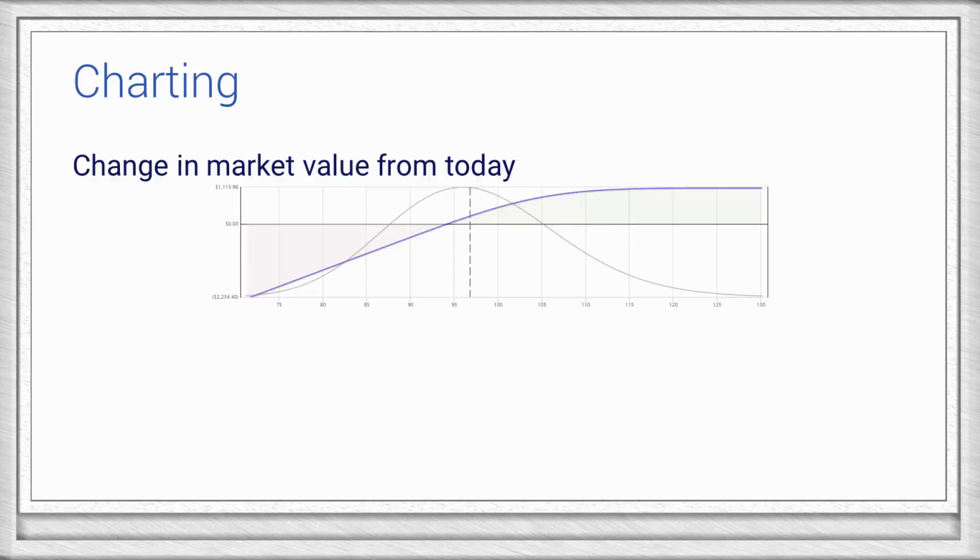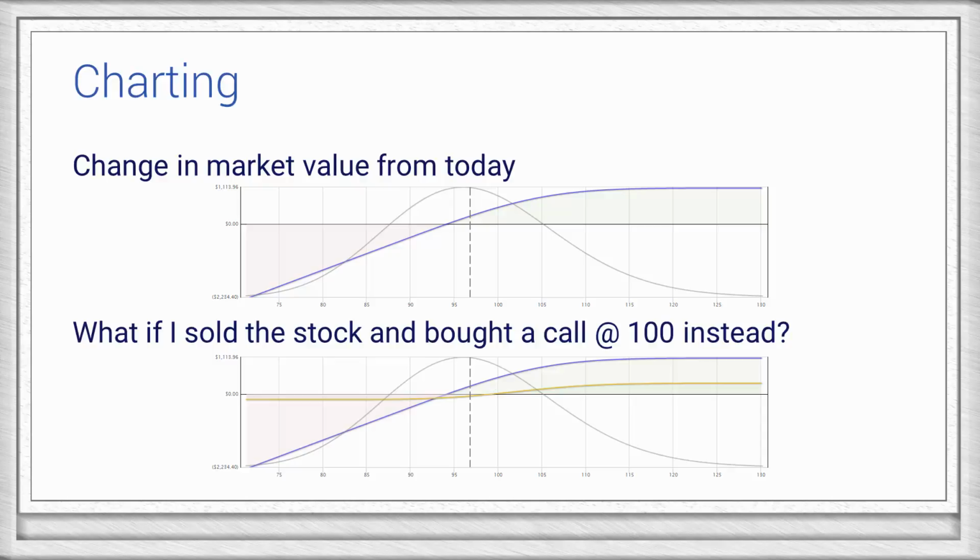This chart shows a model of the market value change from March 5th relative to what the stock is worth today. It doesn't account for the cost basis or any other factor. It simply values the future book based on each price path and then subtracts the current market value to illustrate the change. This becomes especially useful when experimenting with potential book changes. For example, what if you wanted to understand how selling the shares and buying a call at 100 would impact your risk-reward potential on March 5th? With this approach to charting, it's easy to see.